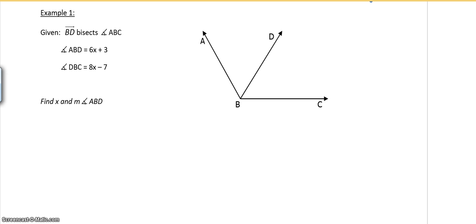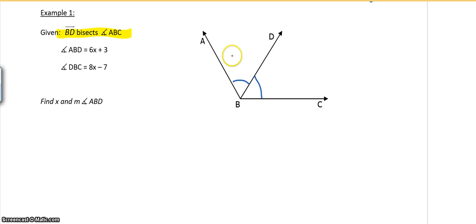Okay, BD bisects ABC. So that means BD is my bisector, and it's bisecting this whole angle ABC. So what it means when it bisects is that it's making these two pieces congruent. So as soon as I see this bisects statement, I like to go ahead and label my diagram that these two pieces are congruent, because now when I label my parts, it helps me identify them a little easier.